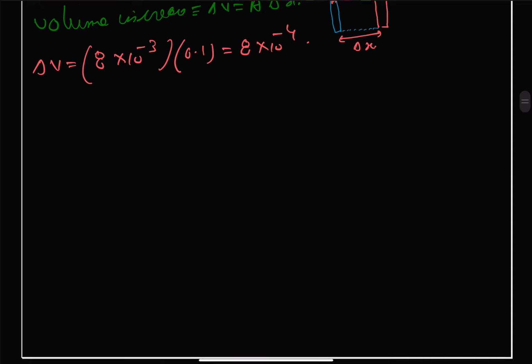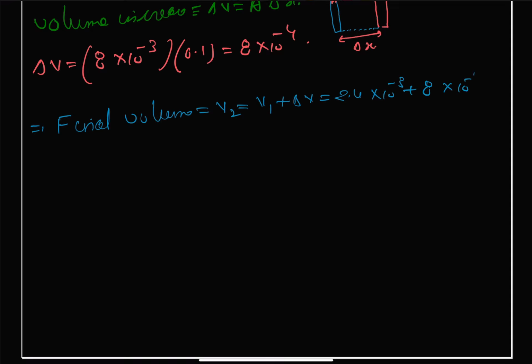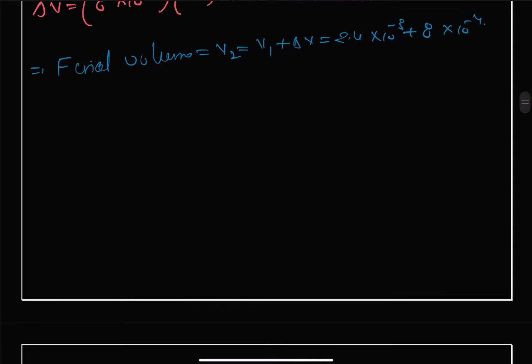Therefore, the final volume will be equal to V2 is equal to the initial volume, that is V1, plus the increase in the volume, that is delta V. This comes as 2.4 into 10 to the power minus 3 plus 8 into 10 to the power minus 4. So we get that the final volume V2 will be equal to 3.2 into 10 to the power minus 3 meter cube.